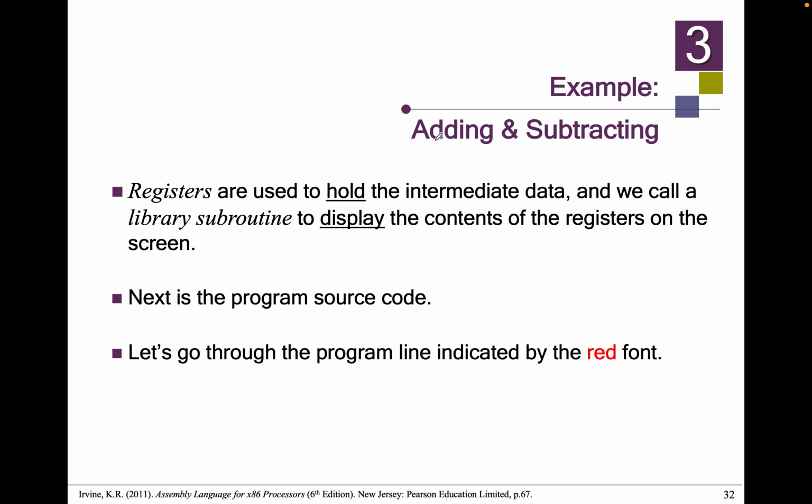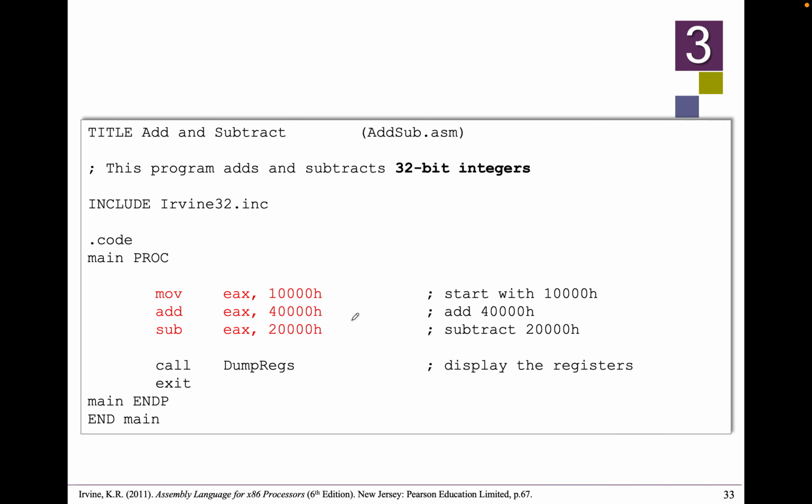So in the example here, you have adding and subtracting. Registers are used to hold the intermediate data, and we call library subroutines to display the contents of the registers on the screen. Next is the program source code. Let's go through the red line here. If you still remember when you played around with Visual Studio, you can go line by line. This one also we already went through last time in our class.